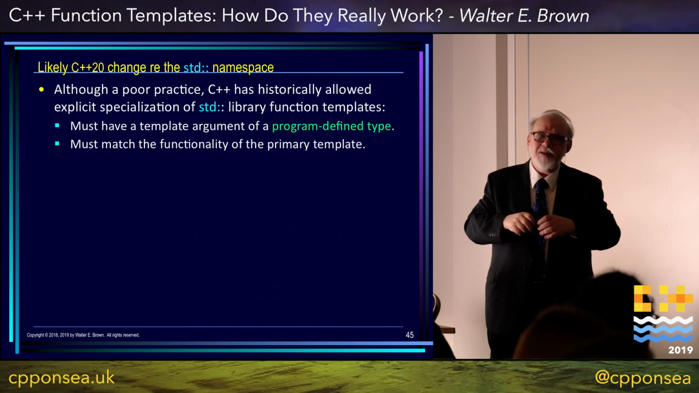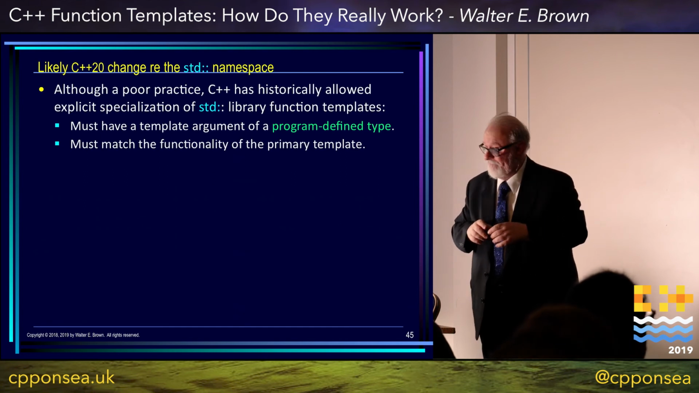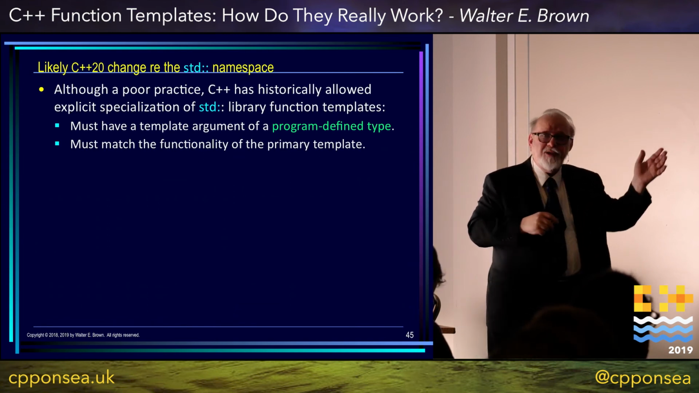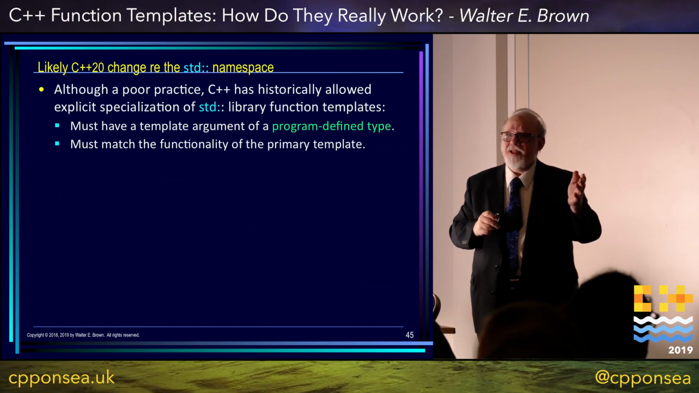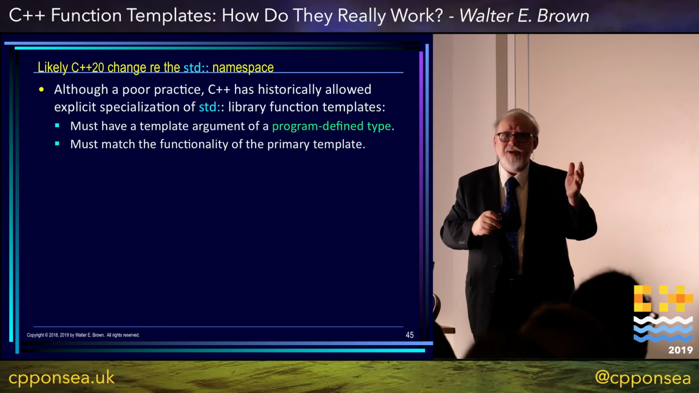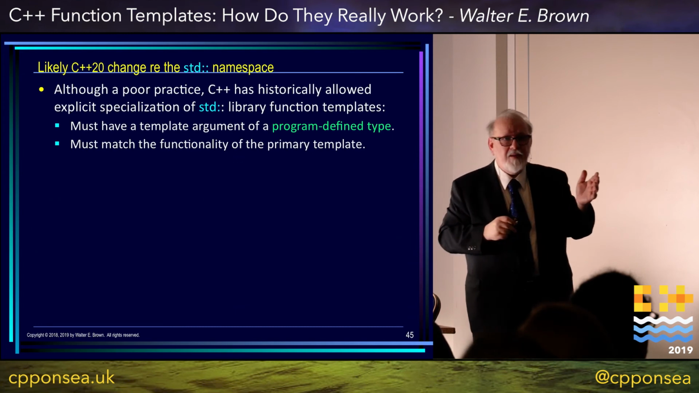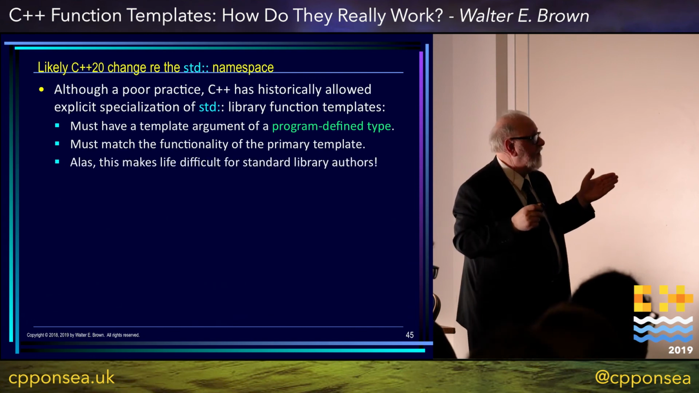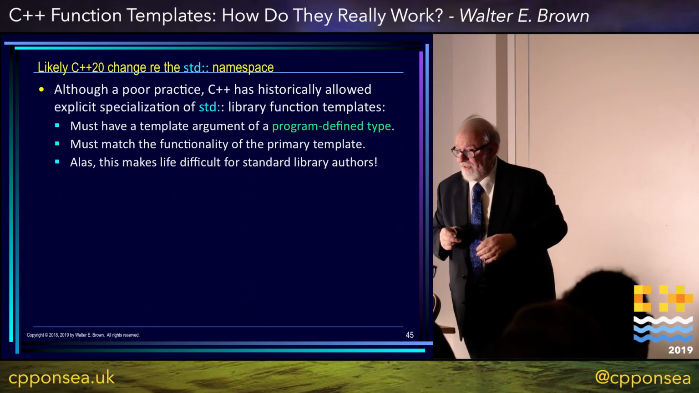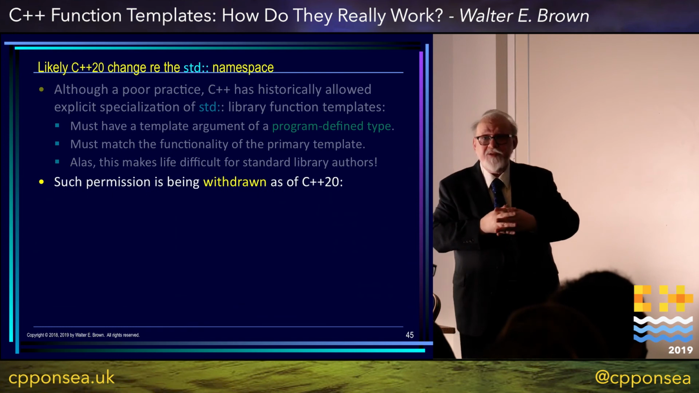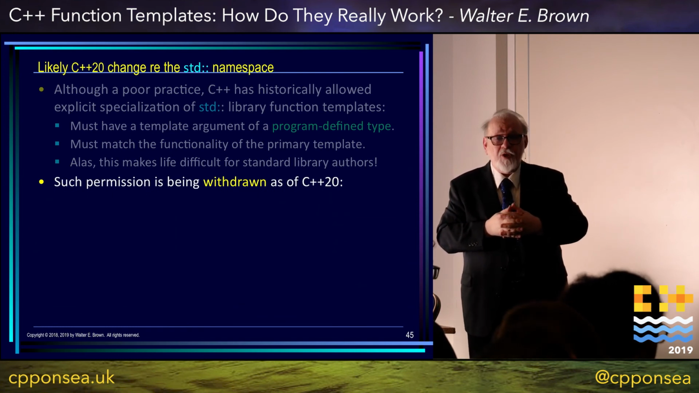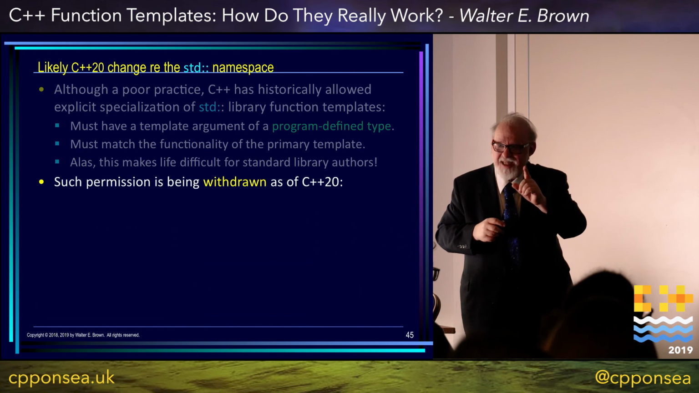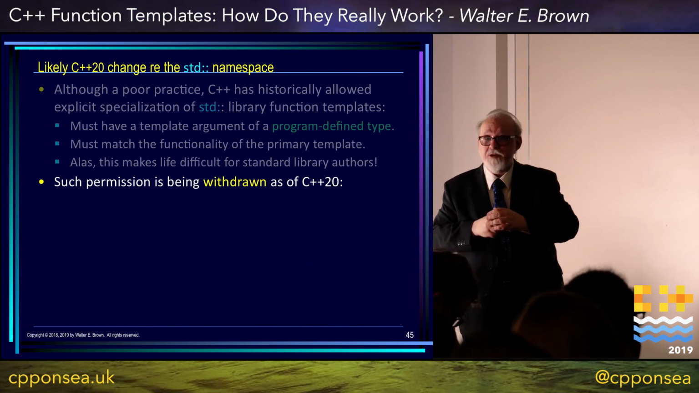Well, we want to carve out a little more leeway for ourselves. The current rule is that, subject to these two constraints, you are allowed to specialize anything in the standard library. We would really like you not to do that. I mean, these constraints are perfectly reasonable, but we don't want you even to do that. Yeah, this makes life difficult, no kidding. So the permission is being withdrawn. You don't get to specialize anything in the standard library except things we specifically say you get to specialize. Okay, and there are very few of those.